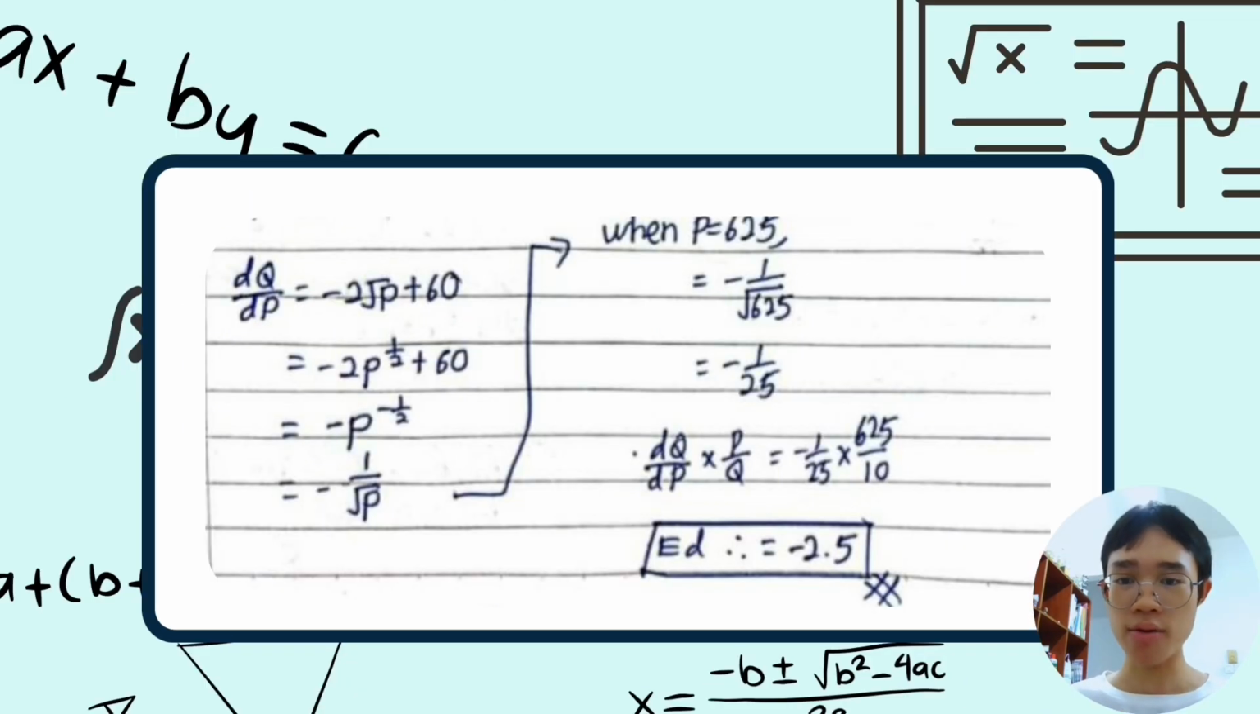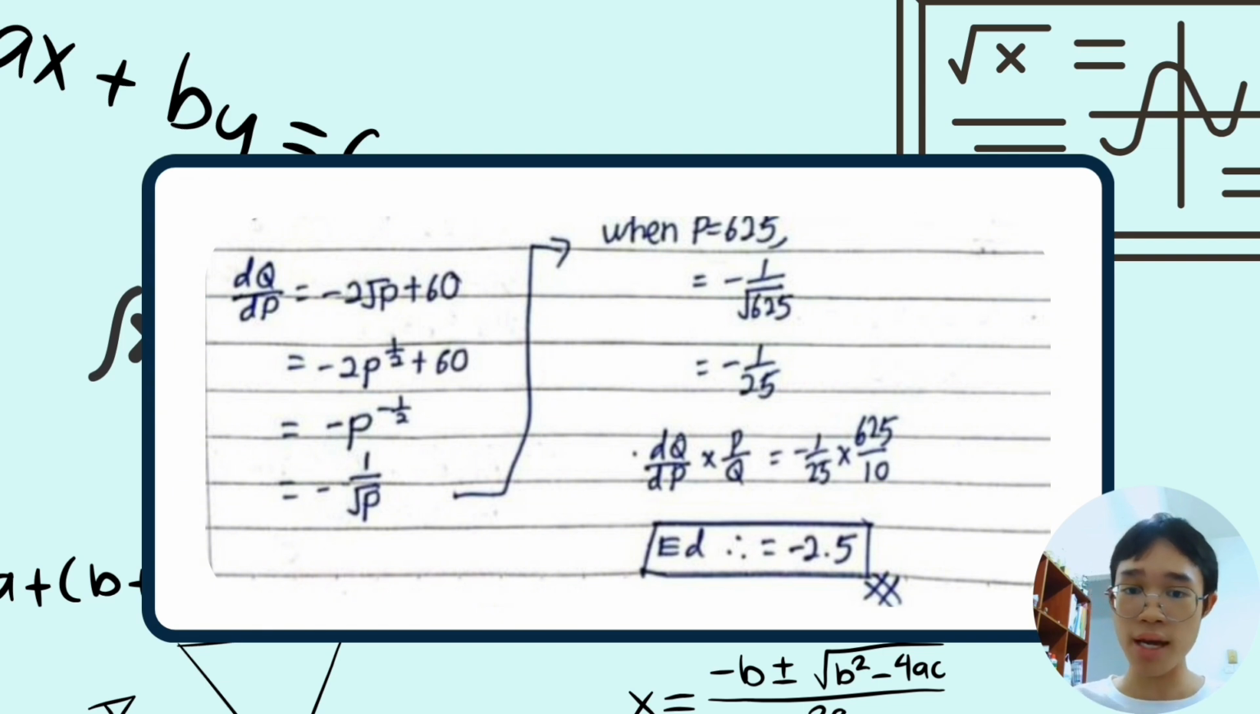So for now, we want to find the value for delta Q divided by delta P, which means we want to differentiate the demand function. We want to differentiate the demand function because we want to determine the sensitivity of the demand to the change in the price, and then calculate the value of ED. So when we differentiate the demand function, we find the function is -1 over square root P.